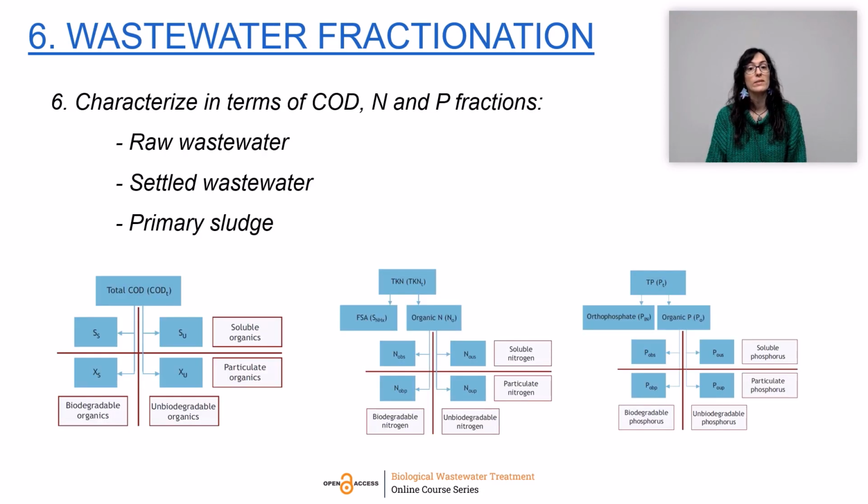So, going back to the question, we have characterized each stream in terms of COD, nitrogen and phosphorus fractions. And to do that, we have calculated each concentration by using information from the exercise and using as basis the schemes that are shown in the slide.